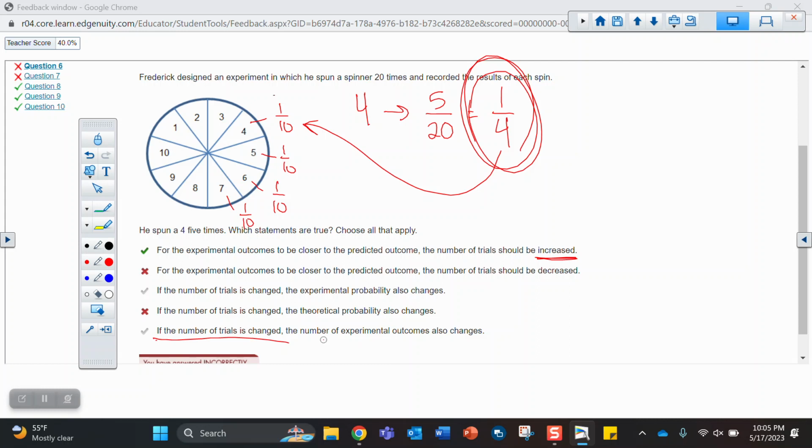Yeah, so that's, again, that same idea: experimental outcomes is what happened in the experiment. So yes, you're changing those numbers as well because it's landing on other numbers as you continue to spin. Theoretical probability will never change because it's in theory what we think should happen. Again, each of these spaces is a 1 out of 10 chance or a 10% chance. Theoretical probability does not change.